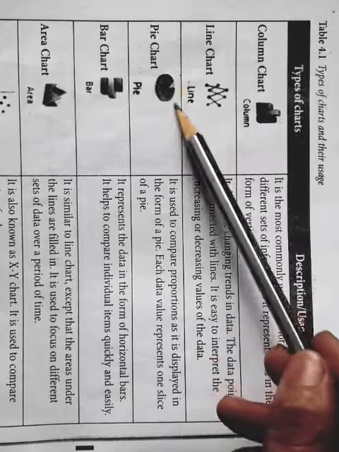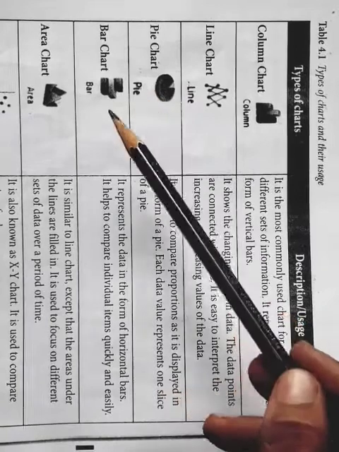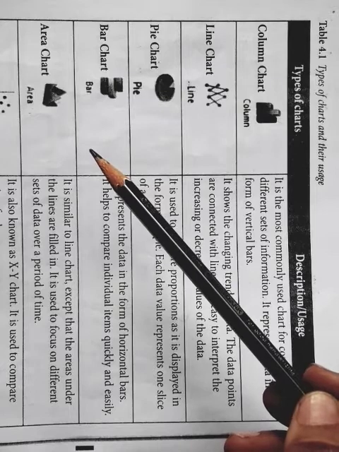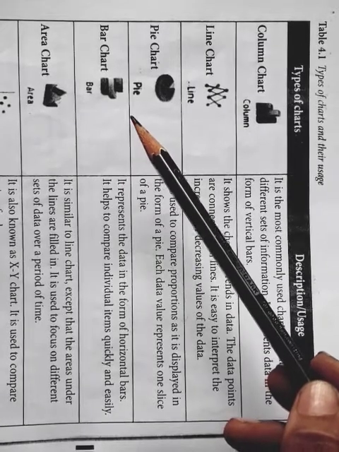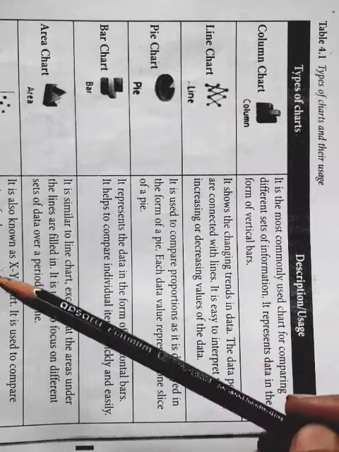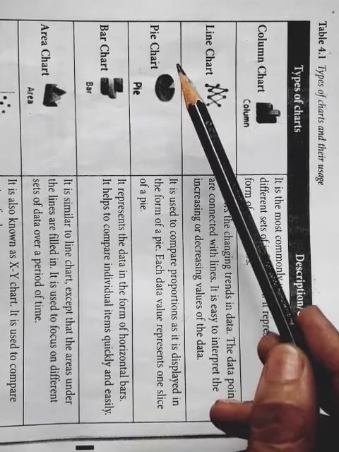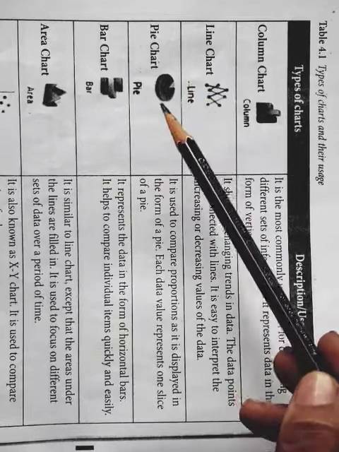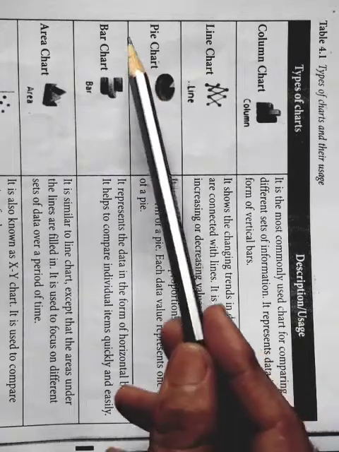Now, where is it used? In your science textbook, you might have seen this diagram to show the percentage of different gases present in the environment. Let's say oxygen is present in some percent, nitrogen is present in some percent, hydrogen is present in some percent. So all these gases are shown as a slice of a pie. Okay, fine.